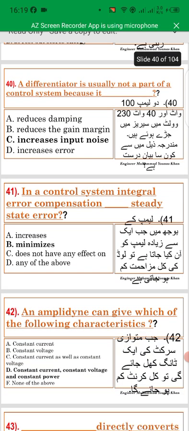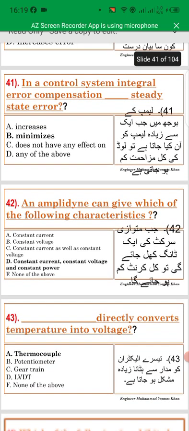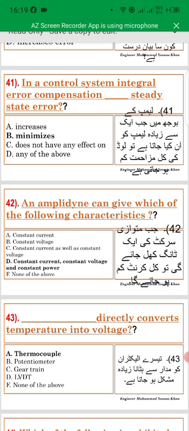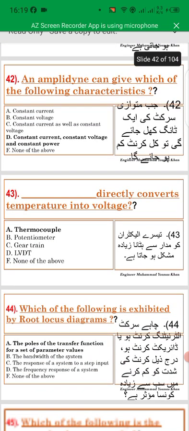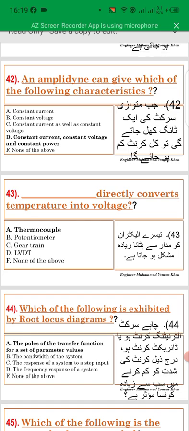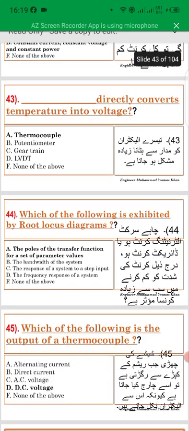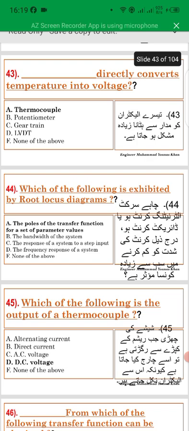A differentiator is usually not a part of control system because it increases input noise. In a control system, integral error compensation minimizes steady state error. An impedance can give which of the following characteristics: constant current, constant voltage, and constant power. Thermocouple directly converts temperature into voltage.